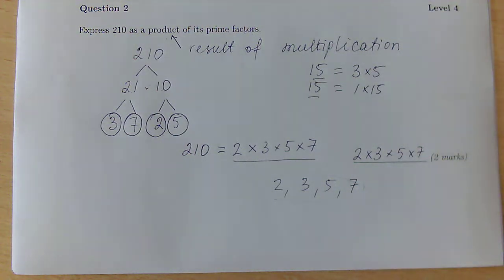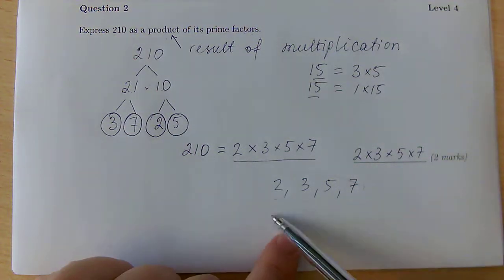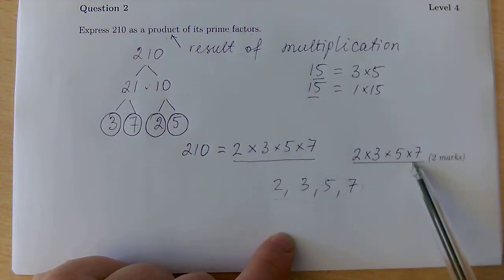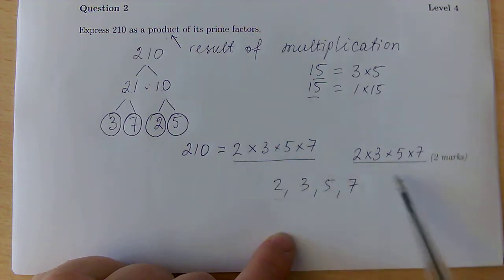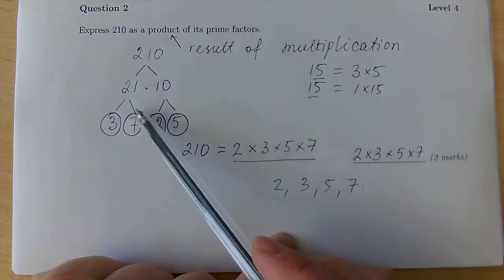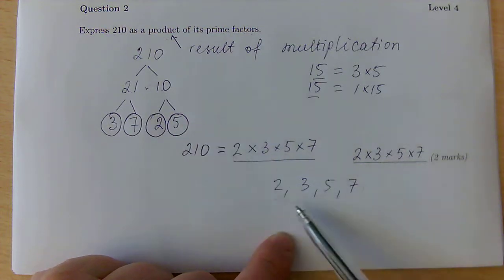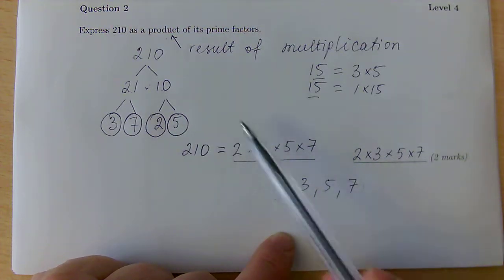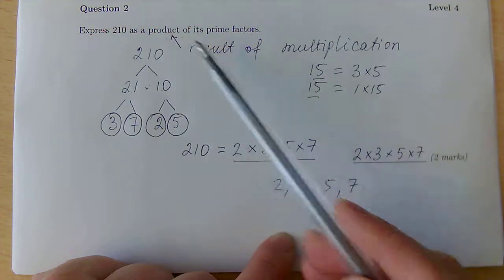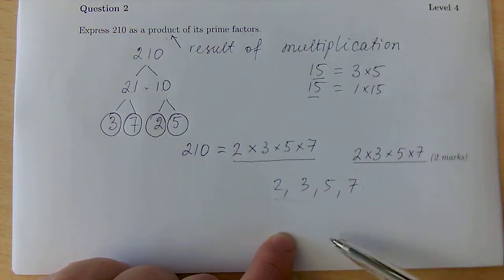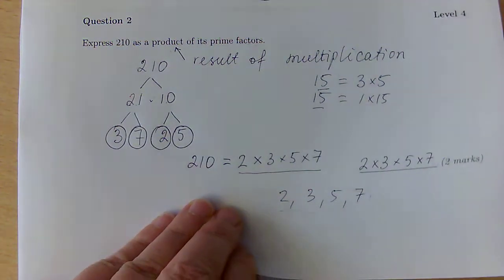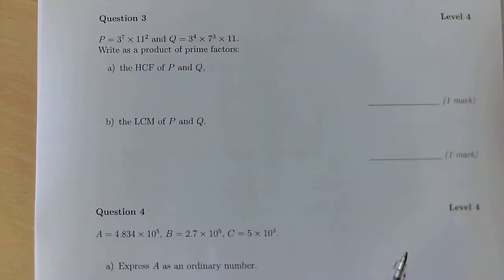The common mistake in this question was when people were listing factors instead of writing them as a product. This will lose you 1 mark, definitely, even if you didn't make a mistake here. Alright, because you didn't do what the question asked you, write it as a product. You listed the numbers, the prime factors. You didn't write them as a product. That was the mistake. Alright, now let's do the next question, question 3.